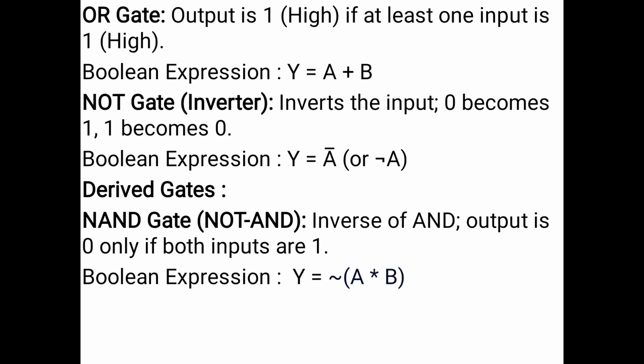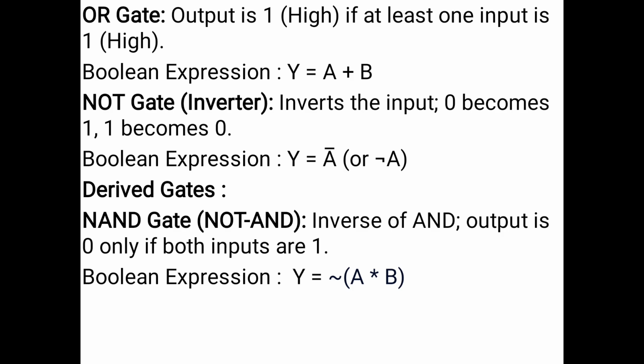NOT gate or inverter. This gate inverts the input. That is, if 0 is given as input, the output becomes 1, and if 1 is given as input, it becomes 0 at the output. And the Boolean expression is y is equal to a bar, where a is the input and y is the output.